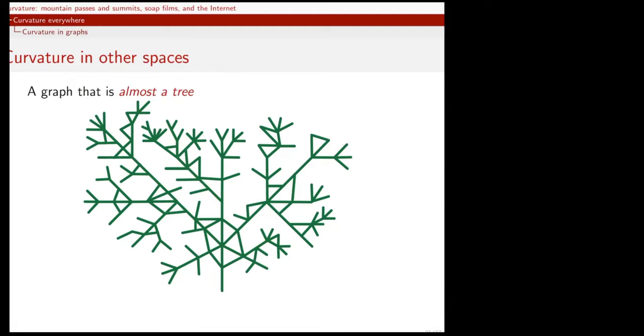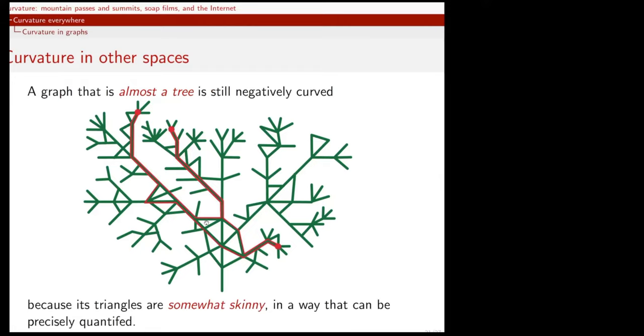Similarly, you have graphs which are almost a tree, like this one. It has a few loops, but not too many. And if I take a triangle like this one, it's not as skinny as the other one was, but it still looks pretty much like the letter Y, right? There is this little bulge here and that little bulge there, but roughly it's the same. So the triangles are somewhat skinny.